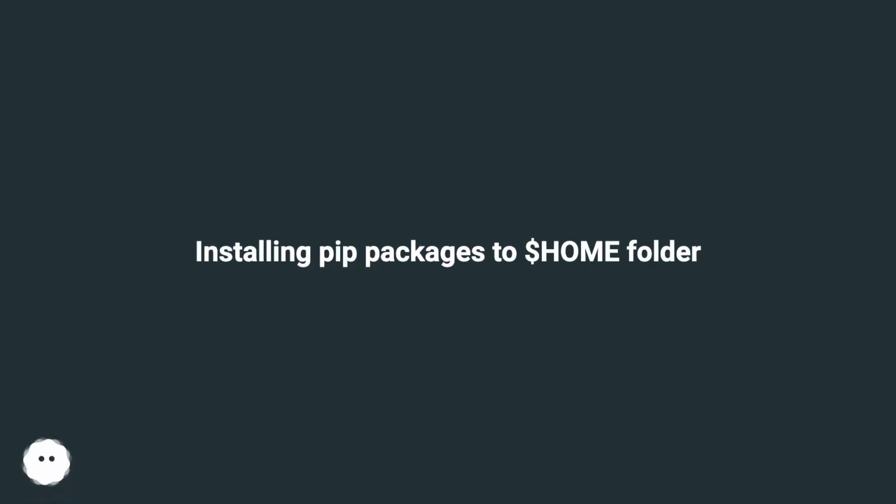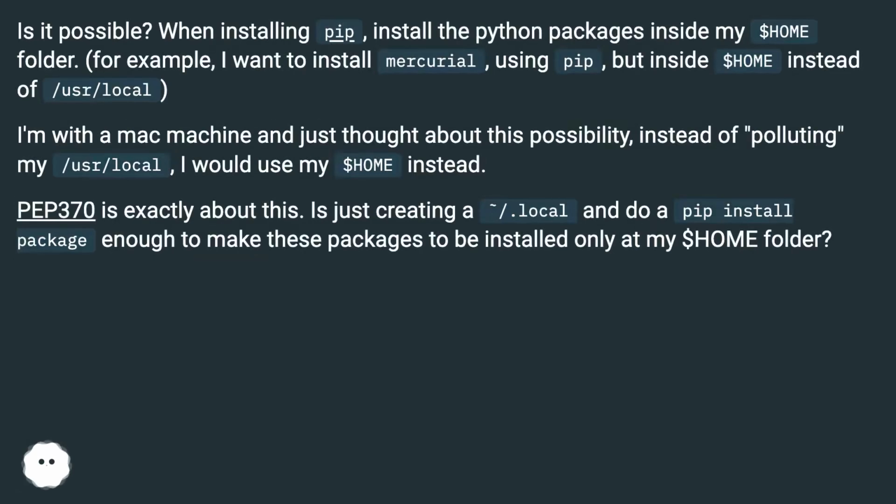Installing pip packages to $HOME folder. Is it possible? When installing with pip, install the Python packages inside my $HOME folder. For example, I want to install Mercurial using pip, but inside $HOME instead of /usr/local. I'm on a Mac machine and just thought about this possibility. Instead of polluting my /usr/local, I would use my $HOME instead.